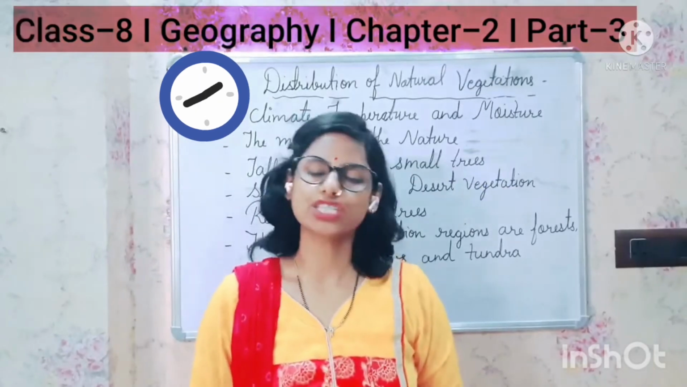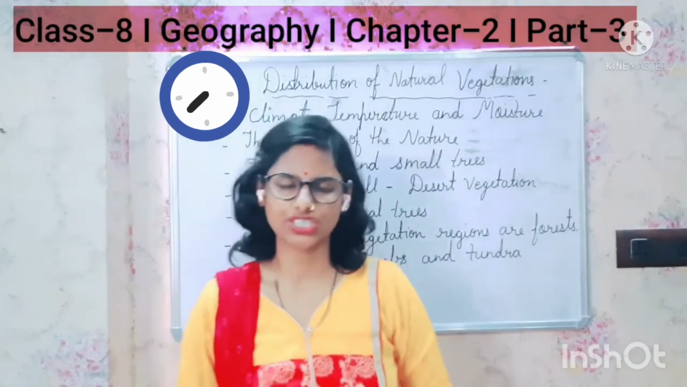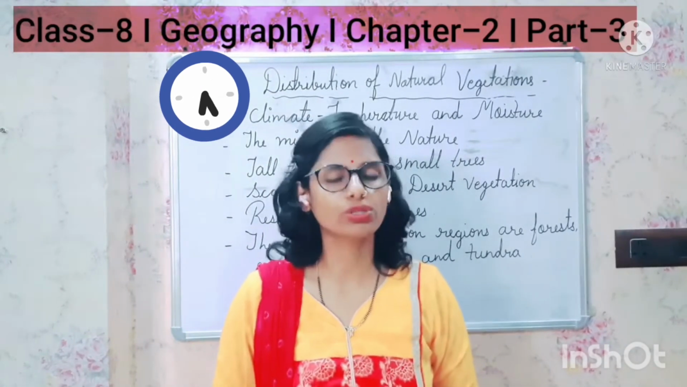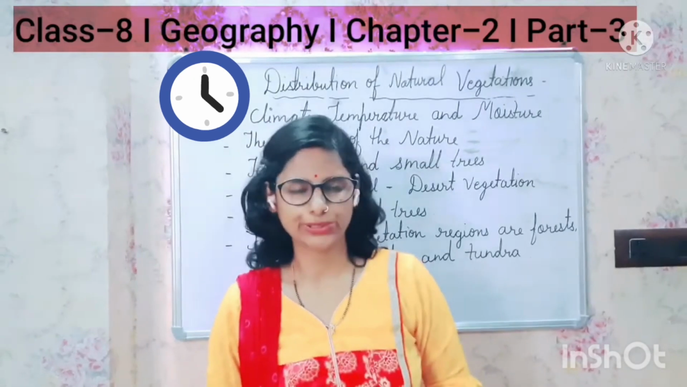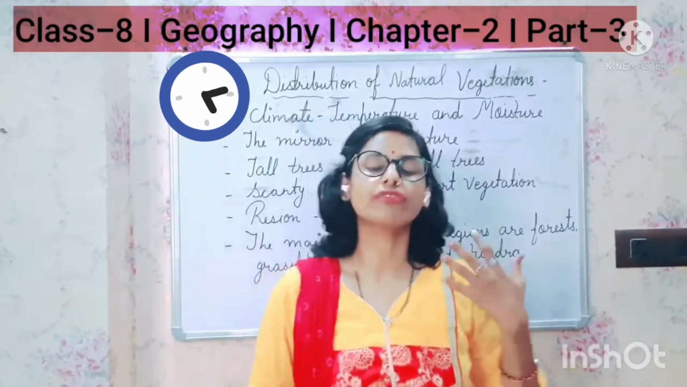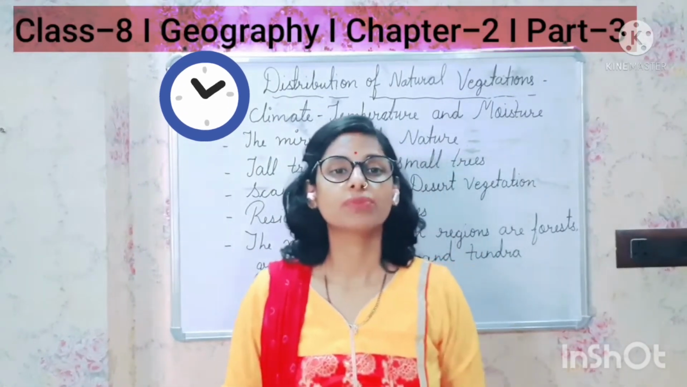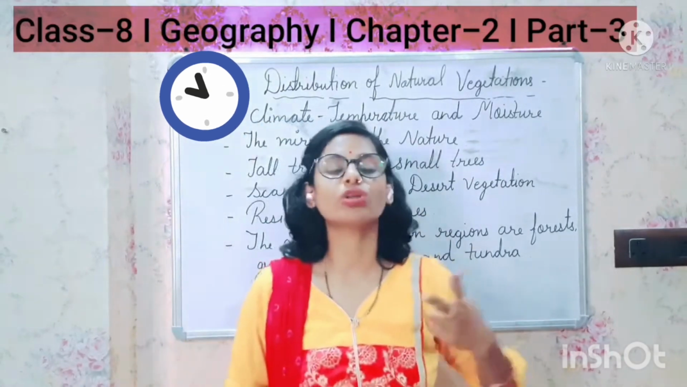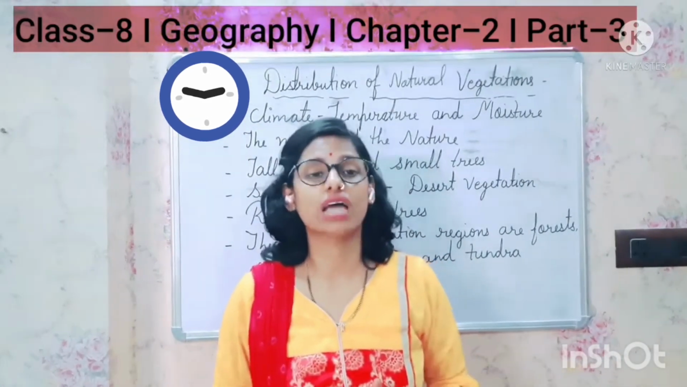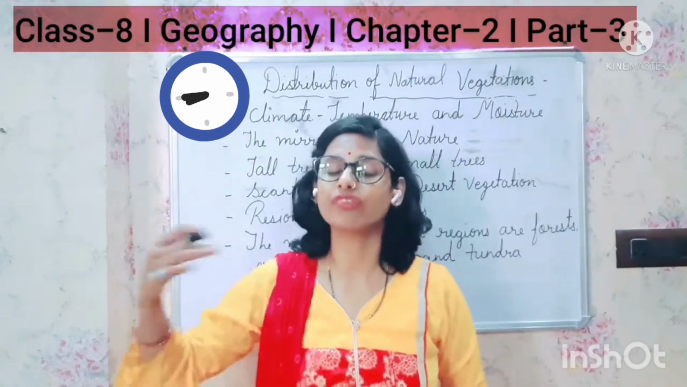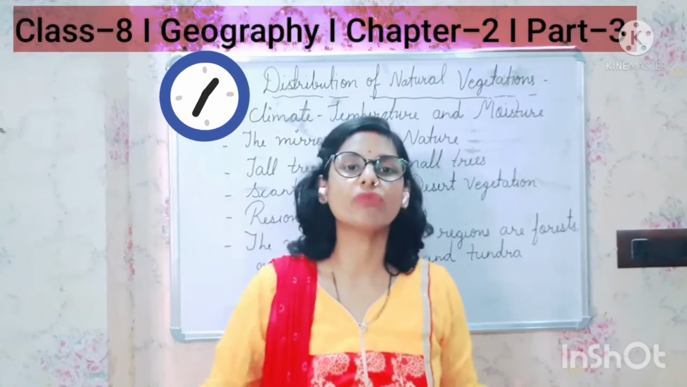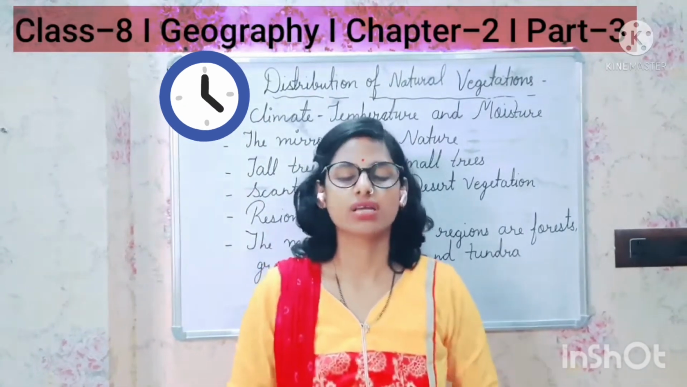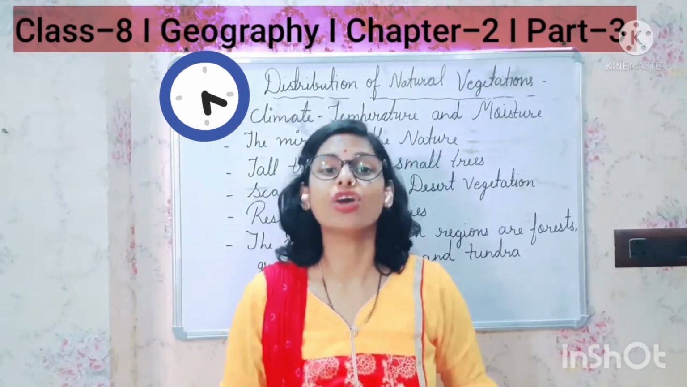Let's discuss the distribution of the natural vegetation. The natural vegetation varies on earth both longitudinally and latitudinally. The growth of plants is dependent on climatic conditions like temperature and moisture. These both are the climatic conditions that influence the growth of the trees, the length of the roots, the height of a plant, the shape of the leaves and the density of a forest.